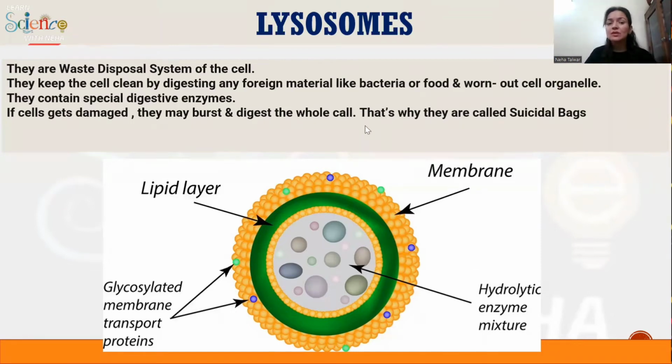So they are called suicidal bags because sometimes some organelles or some cells become very, very toxic, very poisonous. So they will kill themselves along with the cells so that our body is protected. That's why they are called suicidal bags.